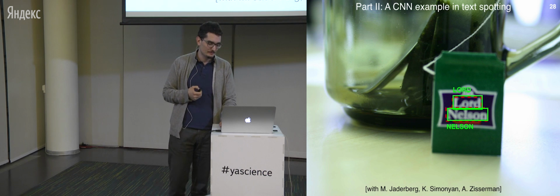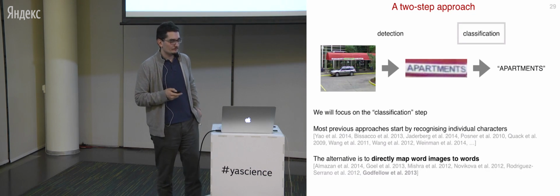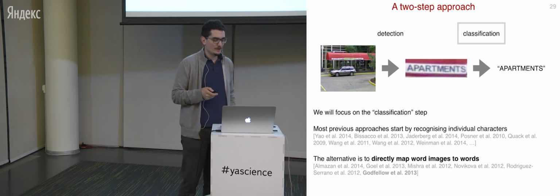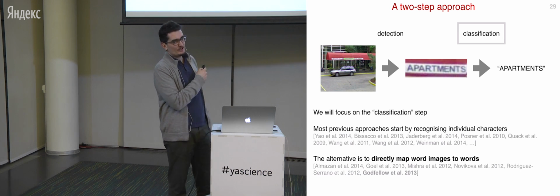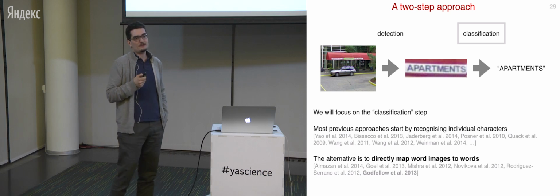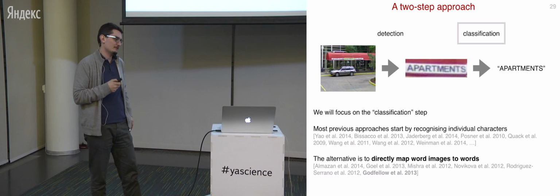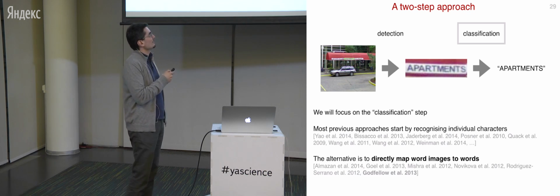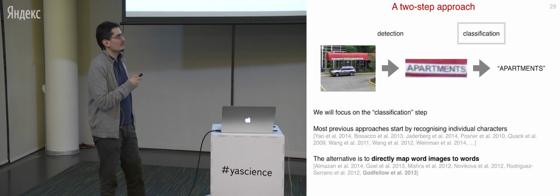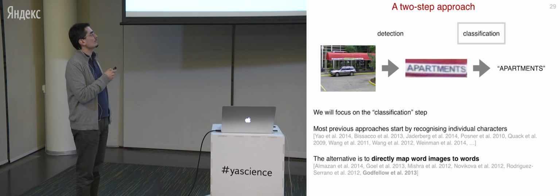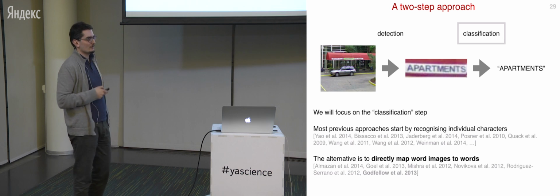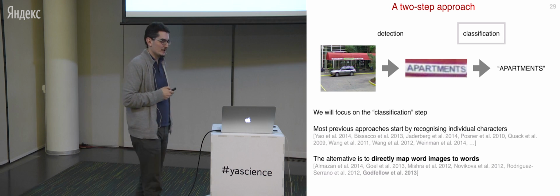So how do we solve this problem? Well, a two-step approach. The first thing we're going to do is to have a way of proposing windows that might contain text in the image. And I'm going to explain later how this works. But mostly I want to focus on the second step, which is classification. So now we do have this window, which contains a word, and we want to tell which word it is. How do we do that?